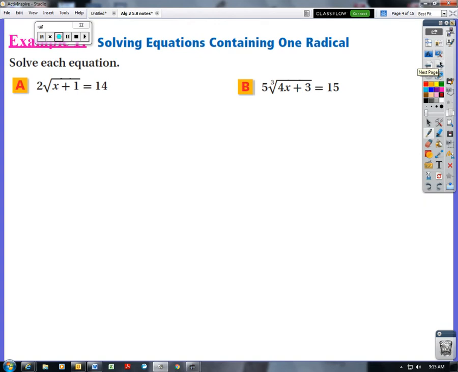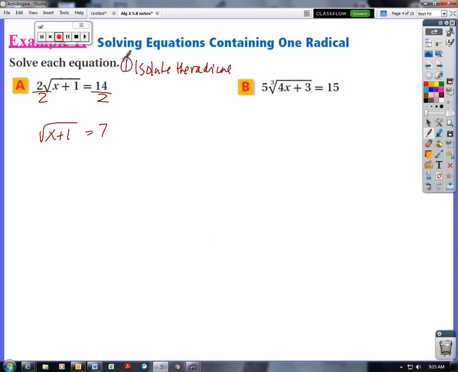Okay, we're going to start off with solving equations containing one radical. Kind of like with logarithms, you have to get the radical by itself, like how with logarithms we had to get the logs by themselves. So we're going to get rid of the 2 first by dividing. Bring down what's left. And then we need to undo the radical since it's over there by itself now. So the first thing is to isolate the radical. That was the first thing I did.